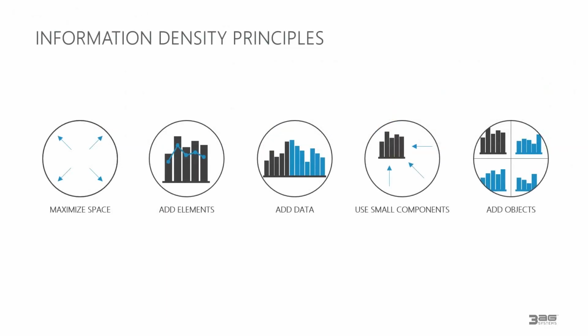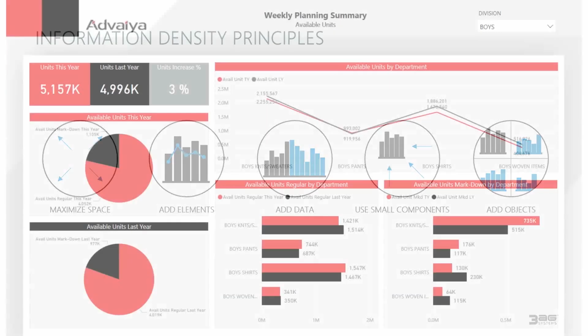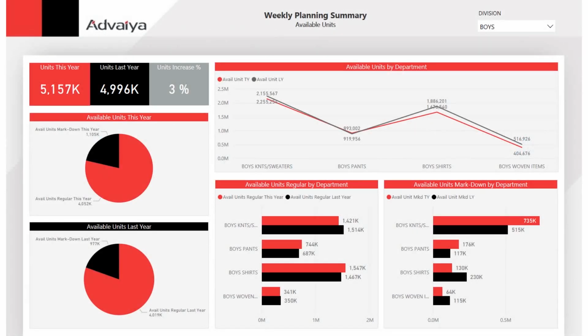Now, how about adding more objects? Because we ran out of things to add from the original dashboard, let's take a quick look at the second dashboard, the dashboard related to availability of inventory. Now we'll take this data.